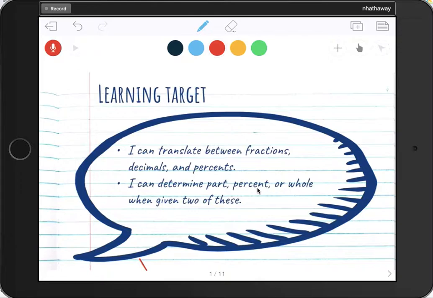We are going to talk today a little bit more about fractions, decimals, and percents. In our previous lesson, you practiced finding percent, part, or whole when you were given two of the three. And I want to just review some benchmark fractions today and also review that as well.